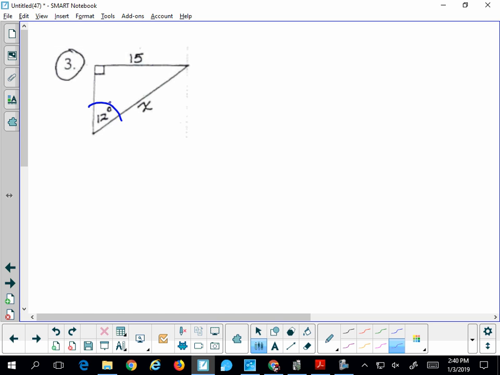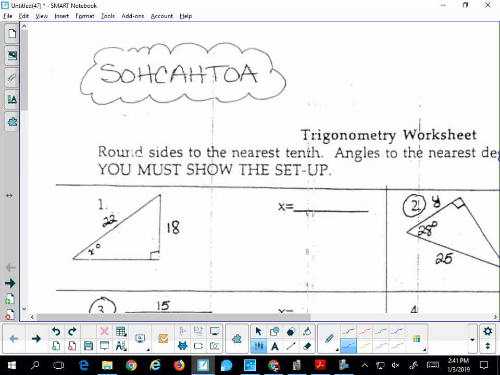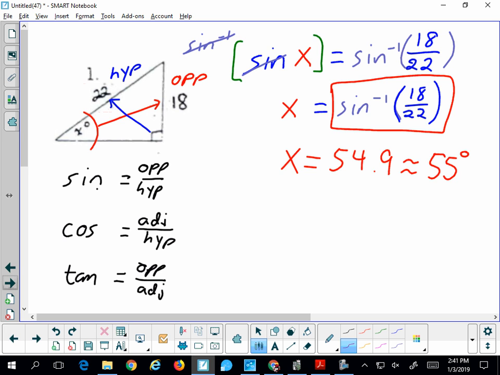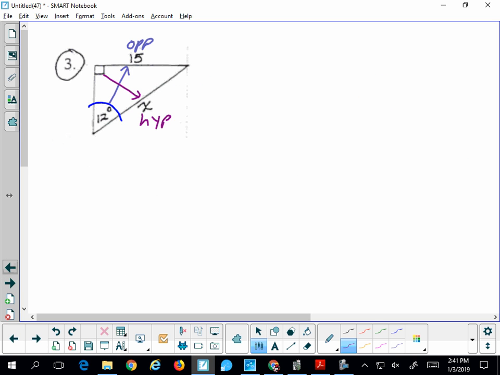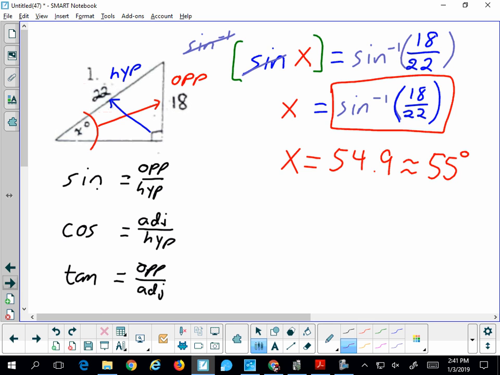Since we draw an arrow across from our reference angle, that points to our opposite side, which is one of our numbers. And then we have the side across from our 90-degree angle, which is the hypotenuse. So going back to our trig functions, I am looking for the opposite side and the hypotenuse, which is the sine function again, which is opposite over hypotenuse.